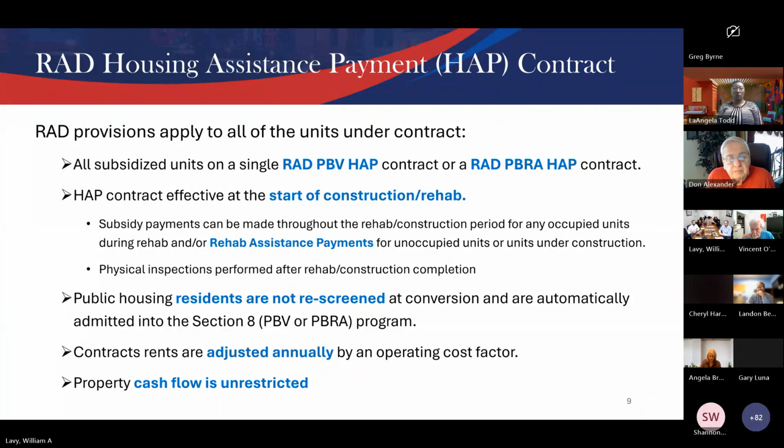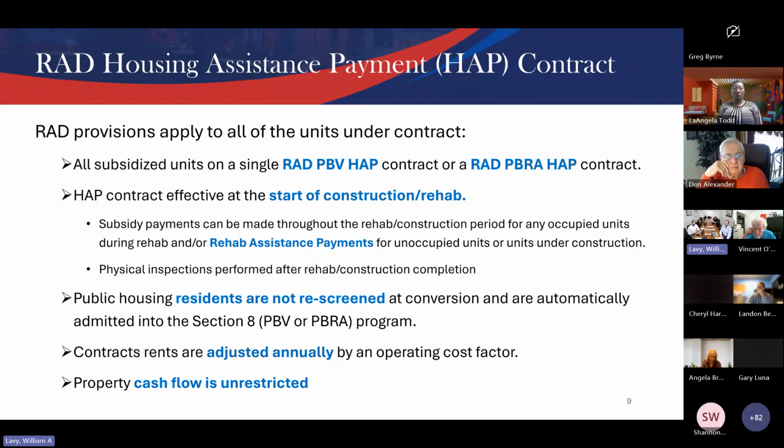And we allow, through RAD waiver authority, physical inspections to be delayed to occur only after the completion of the rehab or construction. So units don't necessarily need to have undergone an HQS or UPCS inspection in order for residents to continue to occupy the property after conversion during that rehab period.